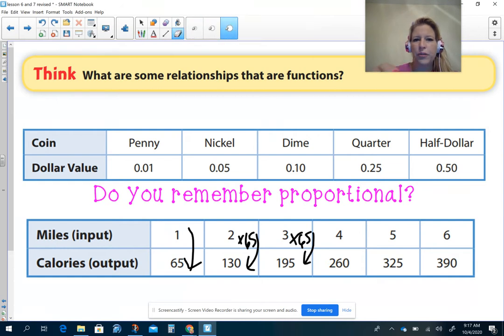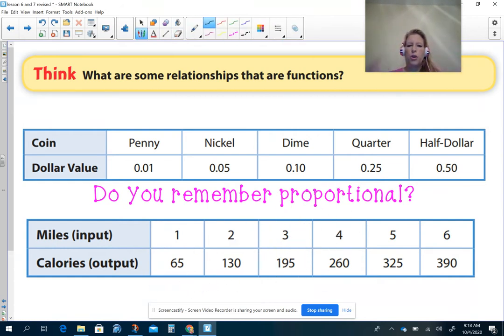Hopefully you can remember that we're multiplying our input to get our output by the same number every time. Okay, we're going to need this knowledge as we get into Unit 2. Proportional functions, how things are related, and rate of change. All those words are coming back. Initial value. So all of that's going to come back.